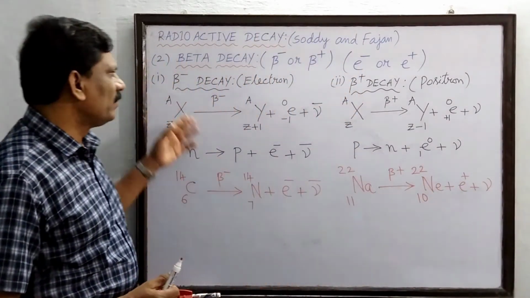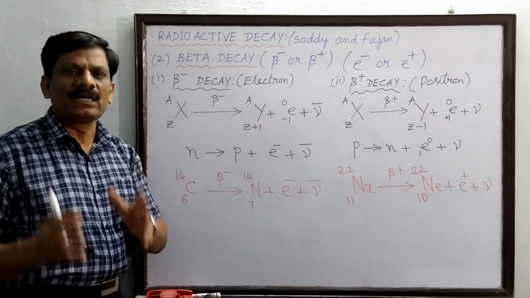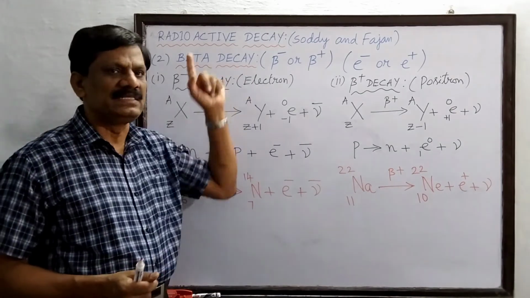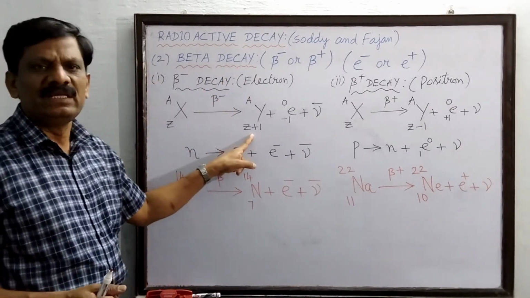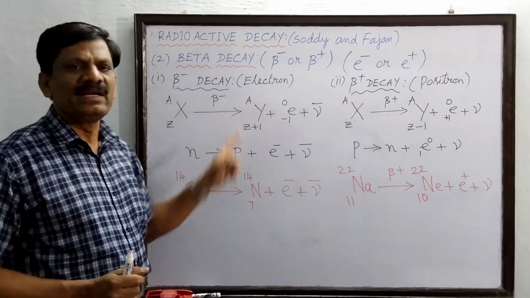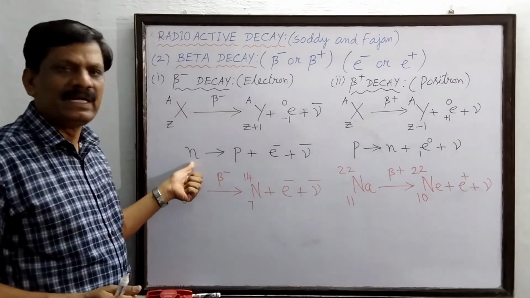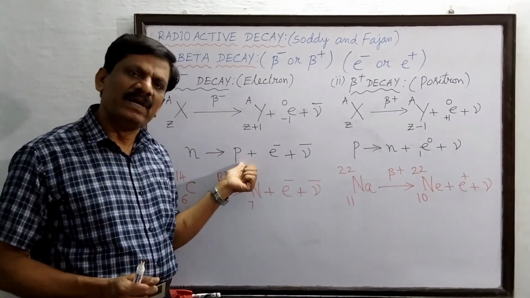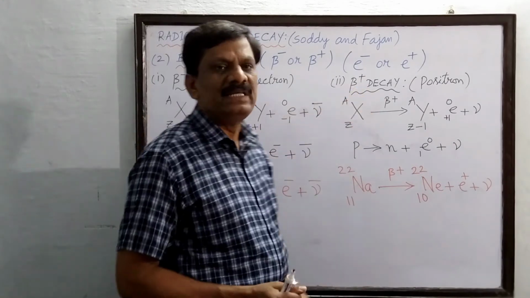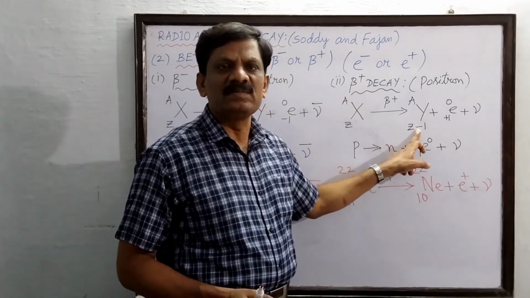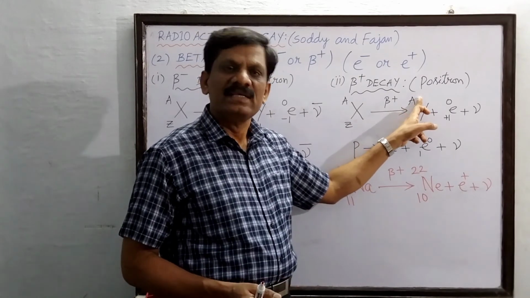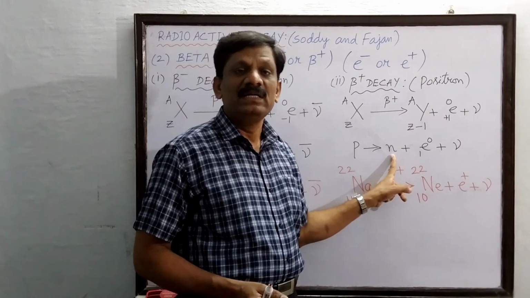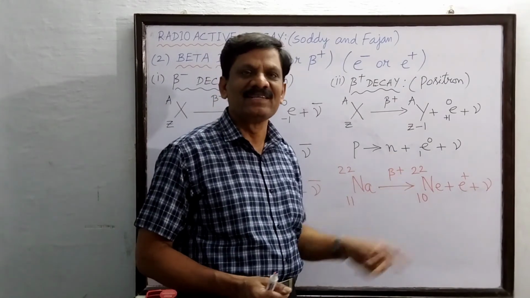So my dear students, what is the summary of the beta decay? What are all the changes taking place in the parent nucleus during the beta minus decay? The charge number increases by 1, mass number remains the same, neutron number decreases by 1 and the proton number increases by 1. And during a beta plus decay, the charge number decreases by 1, mass number remains the same, proton number decreases by 1 and the neutron number increases by 1. Have you all understood? Okay, fine.